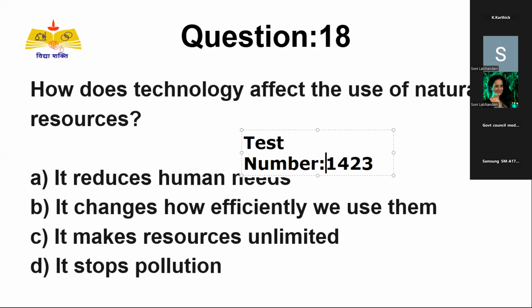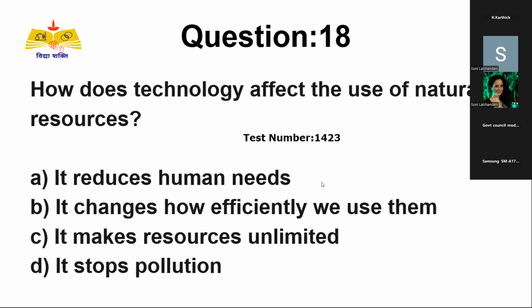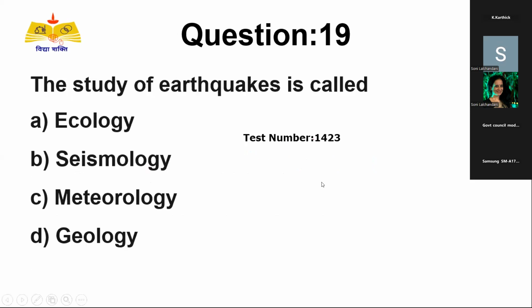All right. Have you written your test number 2? And the question number 18 also done, right? So let's go to the next. Question number 19. The study of earthquake is called A option, B, C, D. Pick up your options fast. So I've given you your question number again on the screen itself. I've typed it.